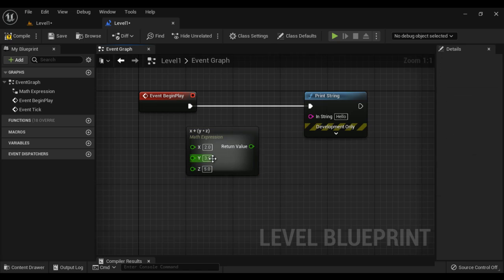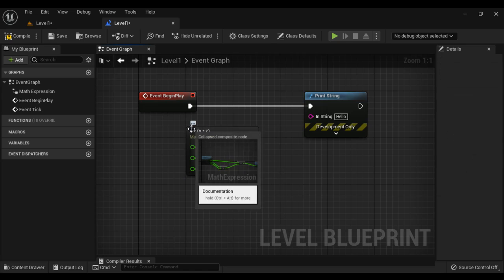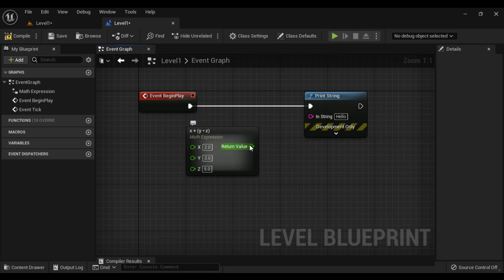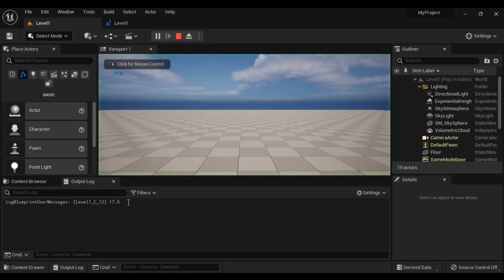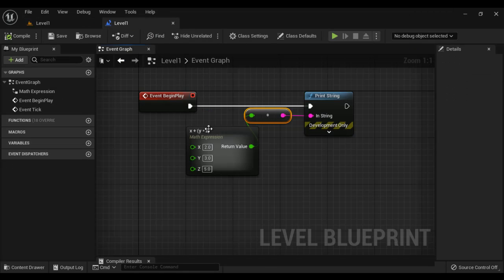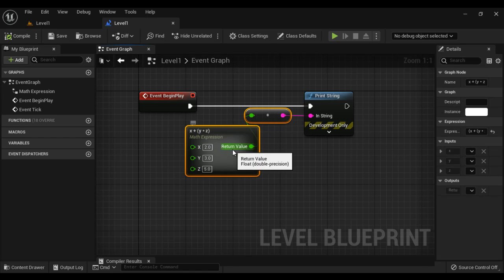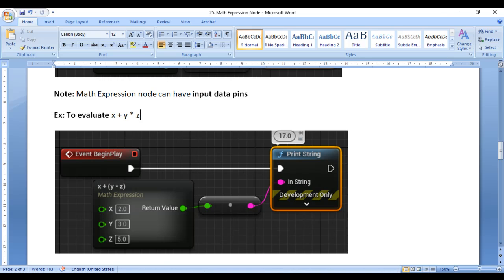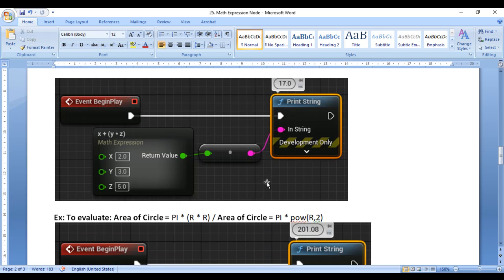So what happens here? First 3 into 5 is evaluated, 15. Then it is added to x, that is 2. So we'll get 17, guys. Compile, save, come to level 1 and play. You see we got 17. A single character or sequence of characters treated as identifier is converted as a pin. Okay, one more example you see.